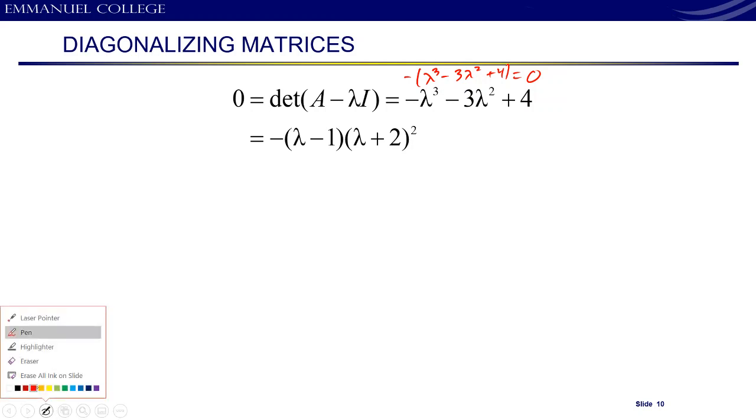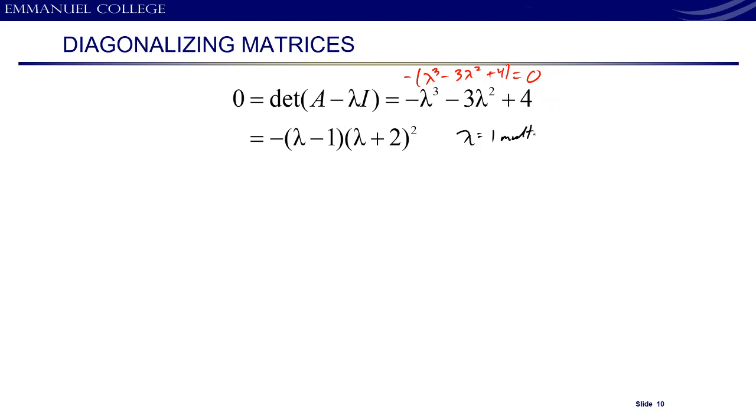So this is what I was referring to. Lambda equals 1 with a multiplicity of 1, and it equals -2 with a multiplicity of 2. So we don't know for certain, because remember it said that if you had distinct eigenvalues, then you were guaranteed that it was invertible. Or sorry, diagonalizable. So now we have to check.